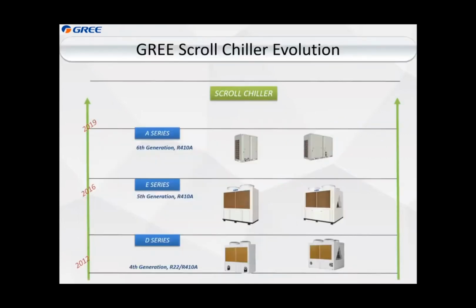First, to say the evolution. At present, we mainly promote these 3 series. D series was developed in 2012. In 2016 we developed E series, and in 2019 we developed A series. D and E series are fixed frequency, and A series is inverter. The refrigerant is R32.